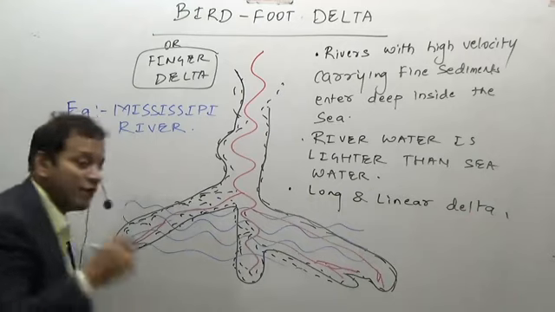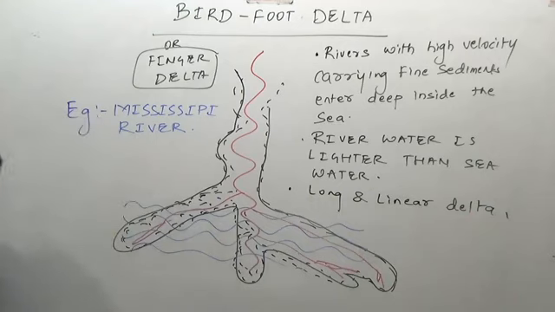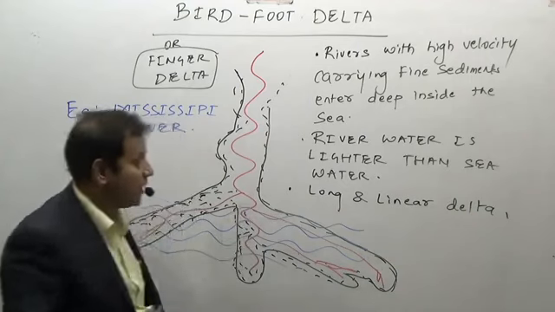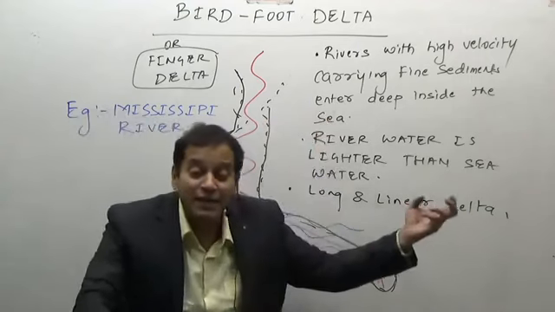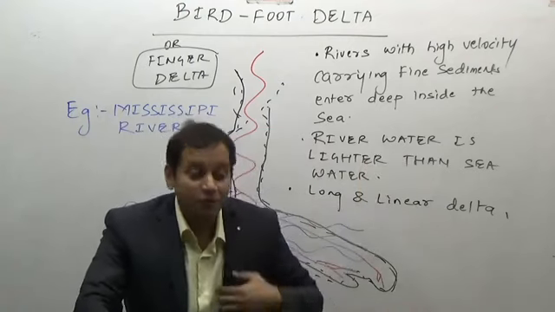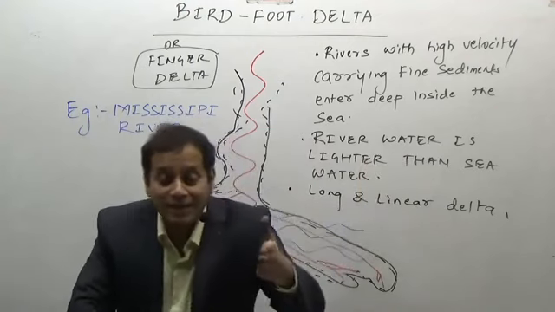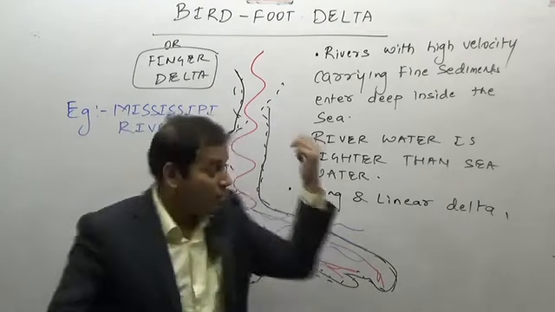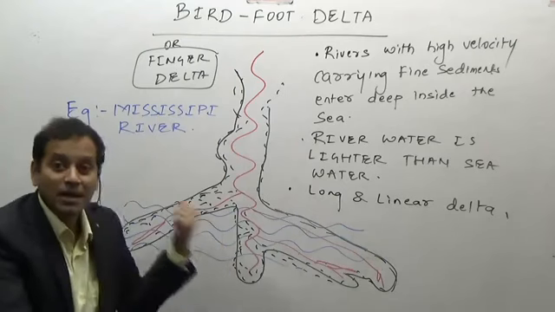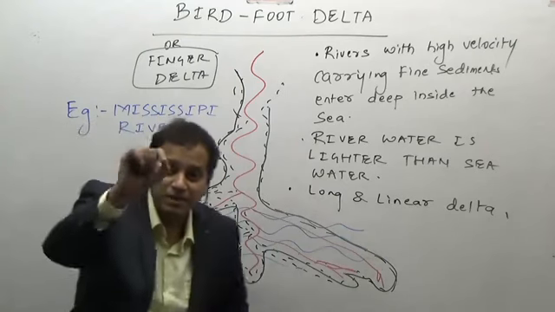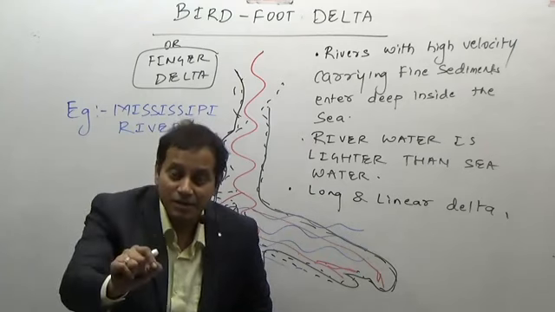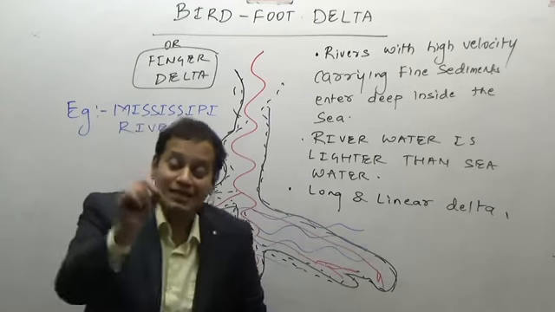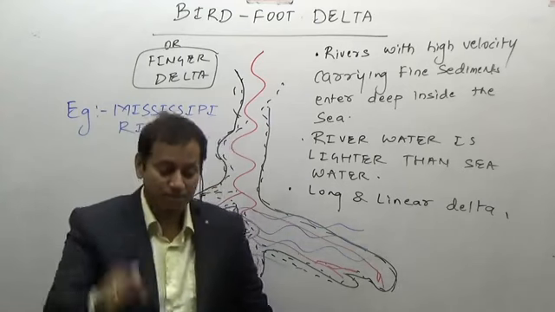It resembles the foot of a bird. Why? Because the river's main channel enters deep inside the sea. The sediments are very fine, the river water is lighter and the velocity is high, so it can carry the sediments deep inside the sea before it starts depositing. Therefore, a long, narrow, linear delta is formed. The best example is the Mississippi. Have you seen the Mississippi Delta? The Mississippi River drains into the Gulf of Mexico, and see how the delta is found.